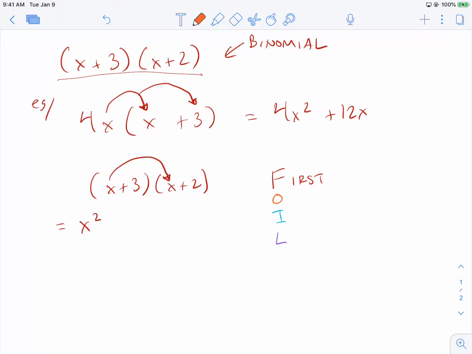After we've done that, now we can go to the O. The O stands for outside. What you're going to do here is take your two outside terms and multiply them together. So we're going to take our x, which is an outside term, and multiply it with our other outside term, which is a 2. So we get x times 2. That's going to give us positive 2x.